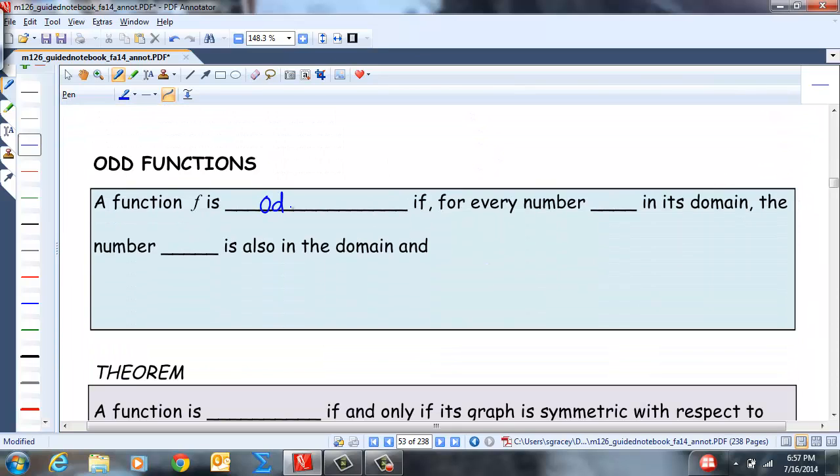All right, so next up, odd functions. Well, you've got an odd function if for every number x in its domain, the number negative x is also in the domain, and if you evaluate the function at negative x, you get the opposite of the function. So it basically ends up having symmetry about the origin. Functions that are odd are also symmetric about the origin.